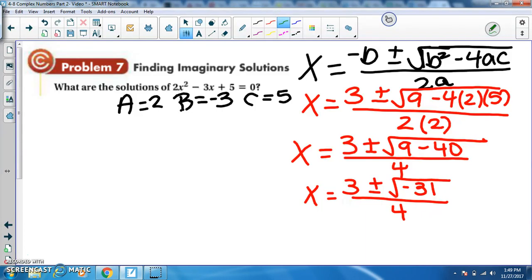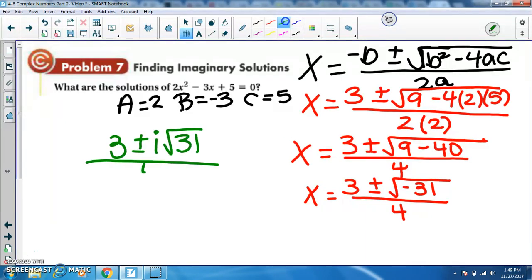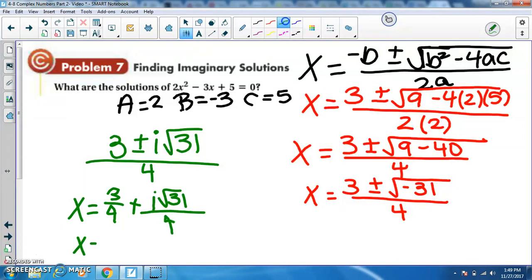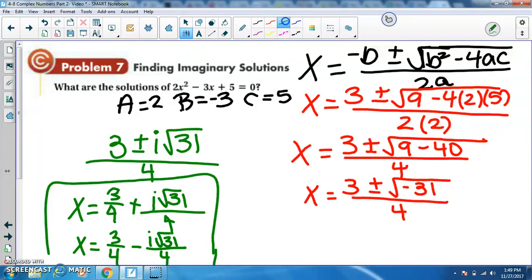And since I have a negative in my square root, I know my solution is going to be imaginary. So 3 plus or minus i root 31 over 4. And now I can split it up. So x would be equal to 3/4 plus i root 31 over 4, or x is equal to 3/4 minus i root 31 over 4, would be my two imaginary solutions.